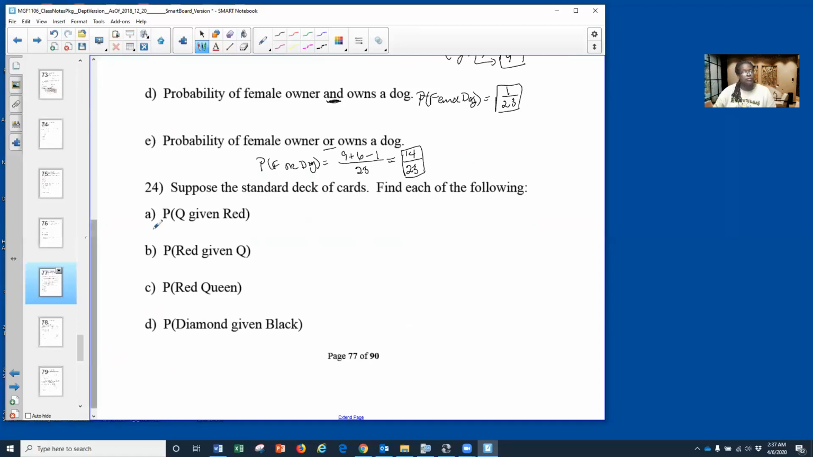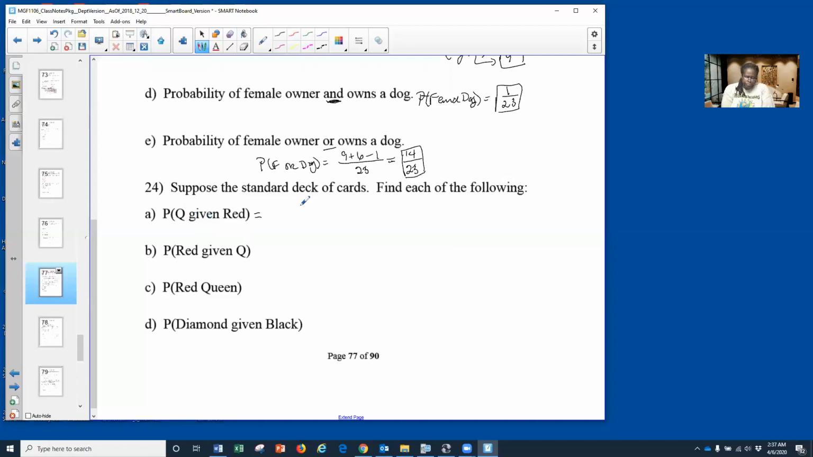Okay, suppose a standard deck of cards. Find each of the following. So instead of writing it all out in words, here we are kind of writing it out. They're giving us our structure. It says probability of a queen given a red. So instead of giving us the slash, they're actually giving us the word given. Still means the same thing.